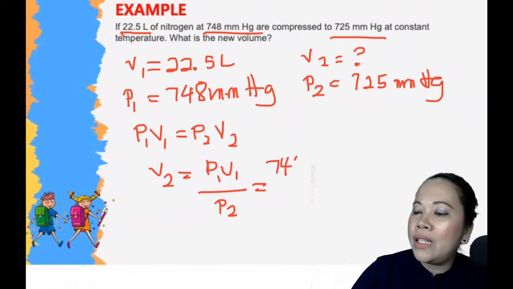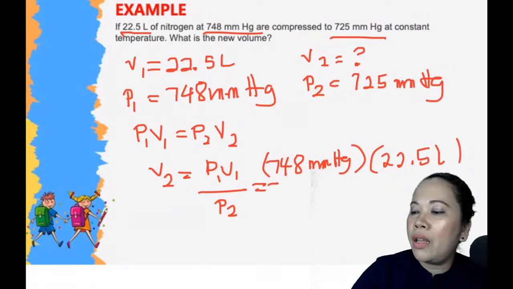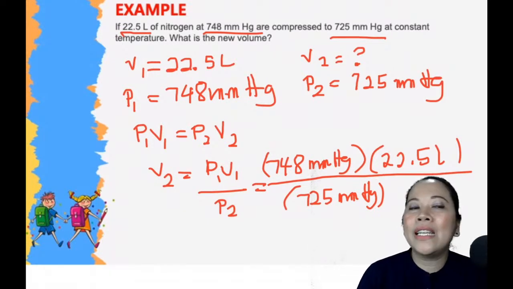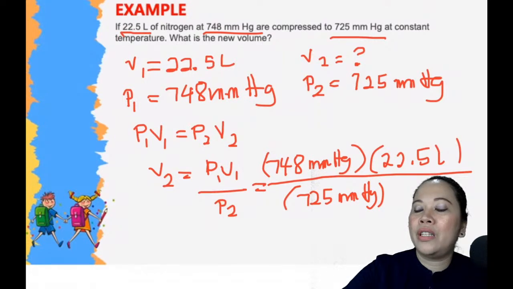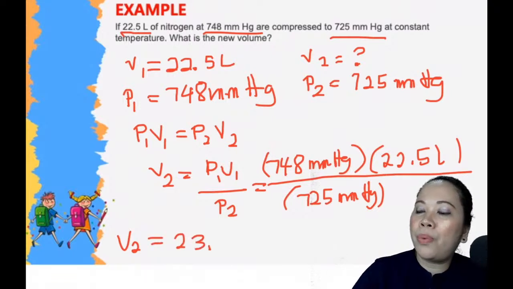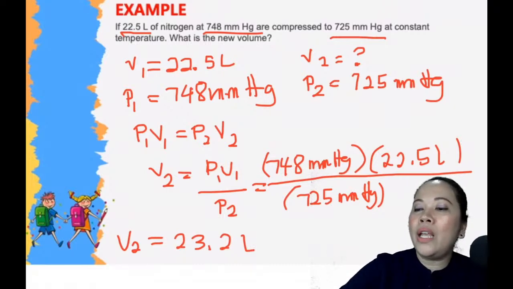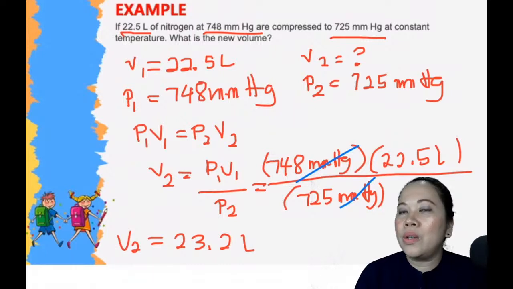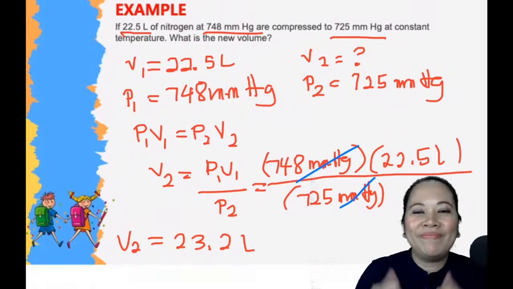P1 is 748 mmHg, V1 is 22.5 liters, and P2 is 725 mmHg. So all you need to do is multiply 748 times 22.5 divided by 725. That will be our V2. When you compute it, you will get a volume of 23.2 liters. Why is it liters? It's because mmHg cancels out. Since it's cancelled out, that will be our volume, 23.2. Cool?